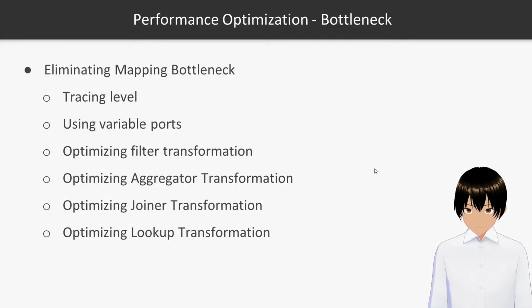Optimize filter transformation. You can use it as early as possible in the mapping to avoid processing unnecessary data. If you filter unwanted records early in the mapping, you can enhance the performance. Similarly, use router transformation in place of multiple filter transformations. That'll help save you time.